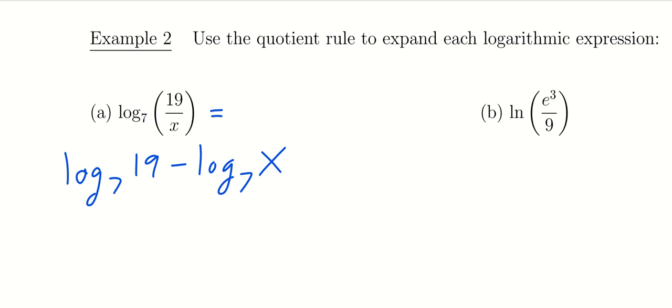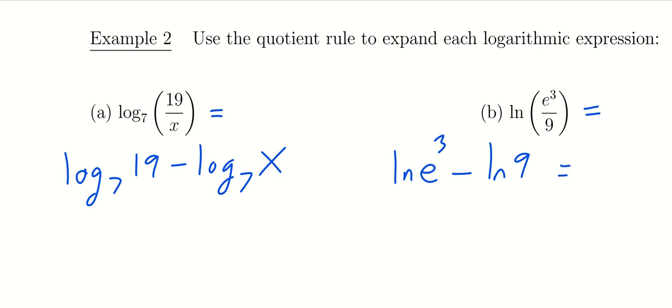So we've expanded it. Let's take a look at part B. In part B, we have the natural log of e cubed divided by 9. That's a quotient. We can write that as the natural log of the numerator minus the natural log of the denominator.